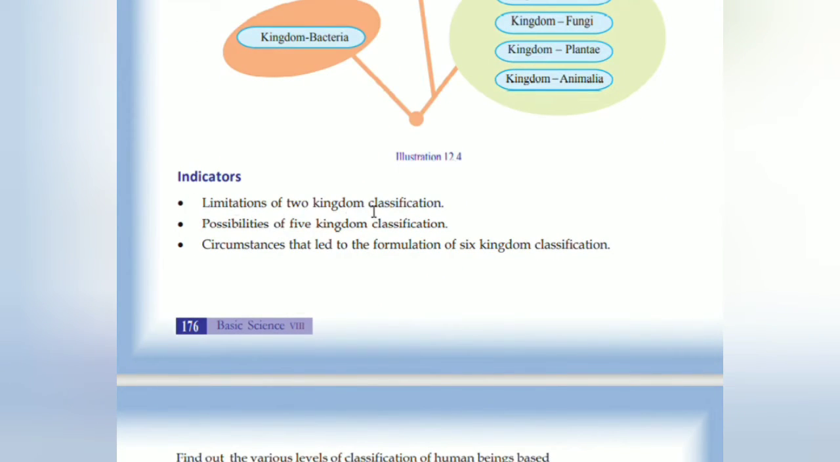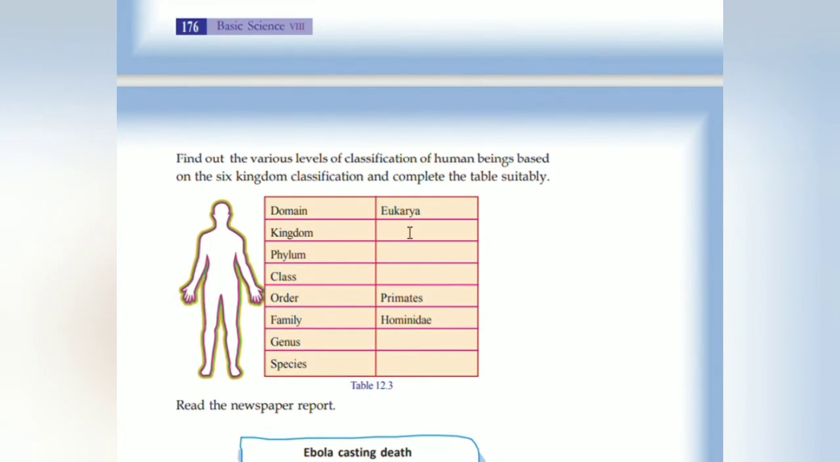Indicators: limitations of two kingdom classification. Certain limitations were found in the two kingdom classification. Then the possibility of five kingdoms, and the circumstances that led to the formulation of the six kingdom classification. Various levels of classification of human beings: Domain Eukarya, order Primates, family Hominidae.